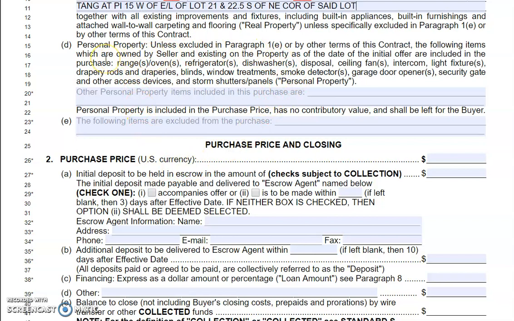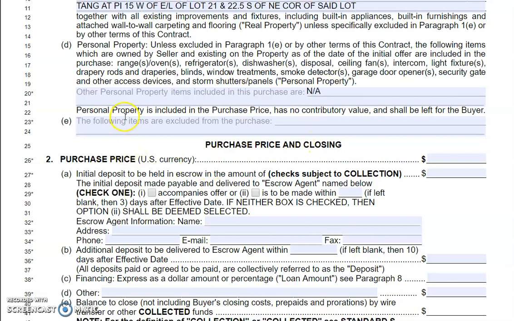You have here what is included. Normally those things are included: range, ovens, refrigerator, dishwashers, disposal, ceiling fans, intercom, light fixtures, drapery rods, blinds, smoke detectors. But if there is something missing, you put it here. If not, you just write NA and that's okay.